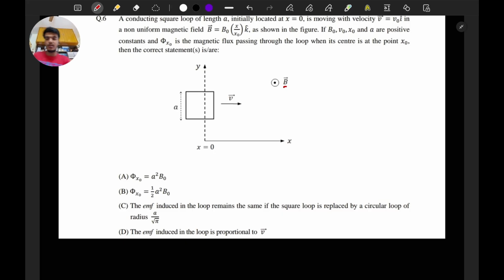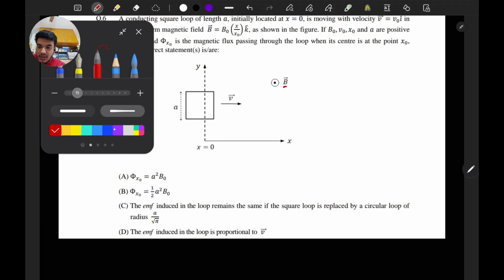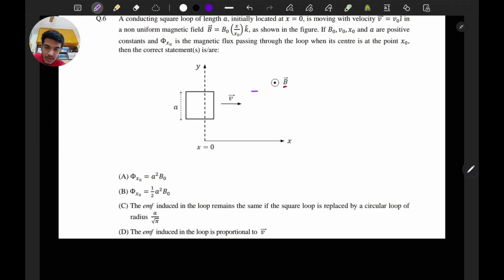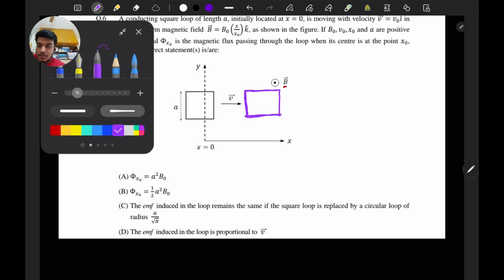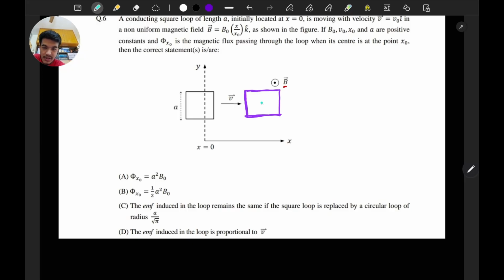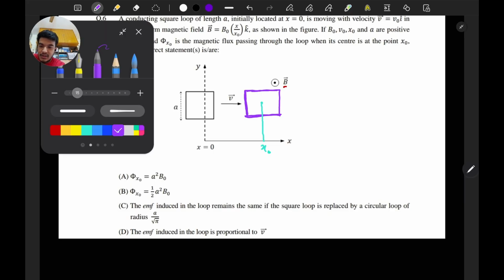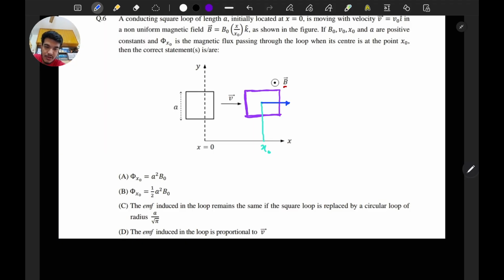So let's first understand what's happening in order to solve this question. Let's suppose my loop reaches some point here, say after time t. My loop enters here and reaches this point. So my center of the loop is here, which is x naught, and this loop is entirely moving with velocity v naught i cap, which is uniform.